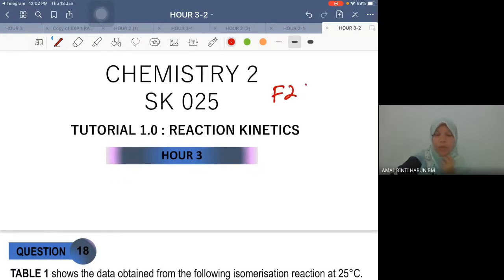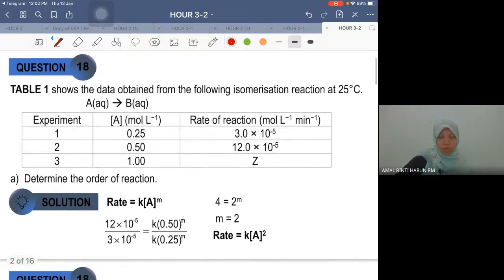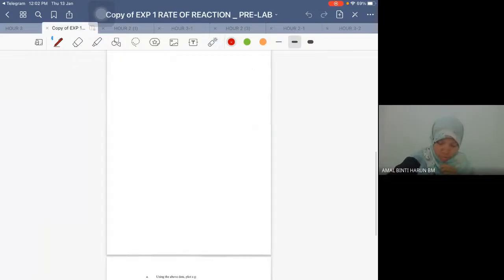F2 apa? P3 kan? Okay, so kita dah tahu determine order untuk, revise sikit.